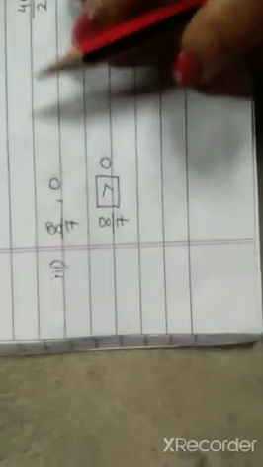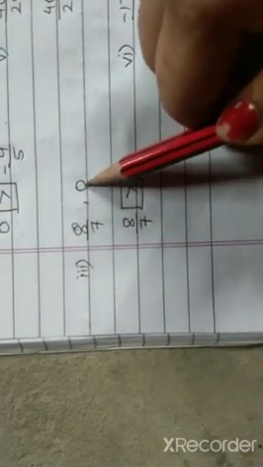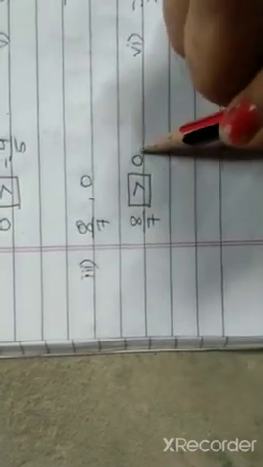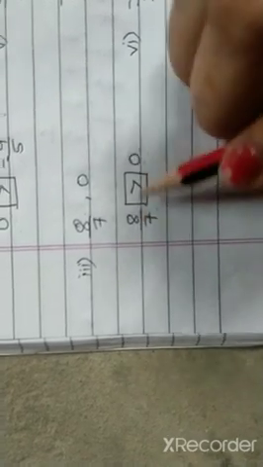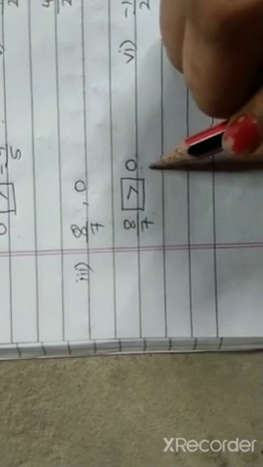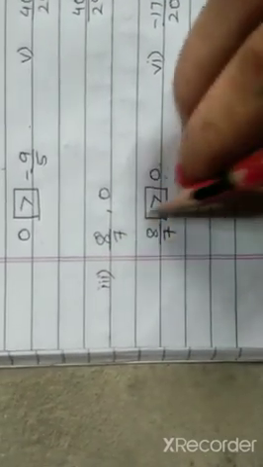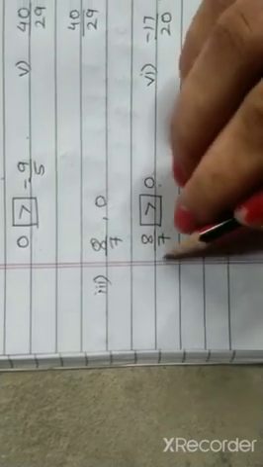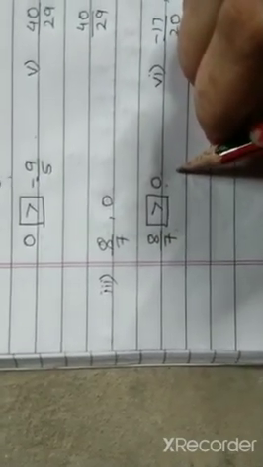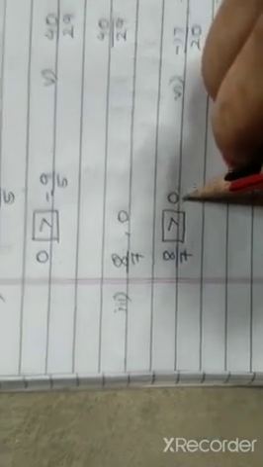Moving to the third sum, that is 8 upon 7 and 0. Again 8 upon 7 and 0. In comparison, both of them are positive numbers. I have taught earlier also, as we move away from 0, the value keeps on increasing. This is a number beyond 0. So the value of this is greater as compared to 0. So 8 upon 7 is greater than 0.